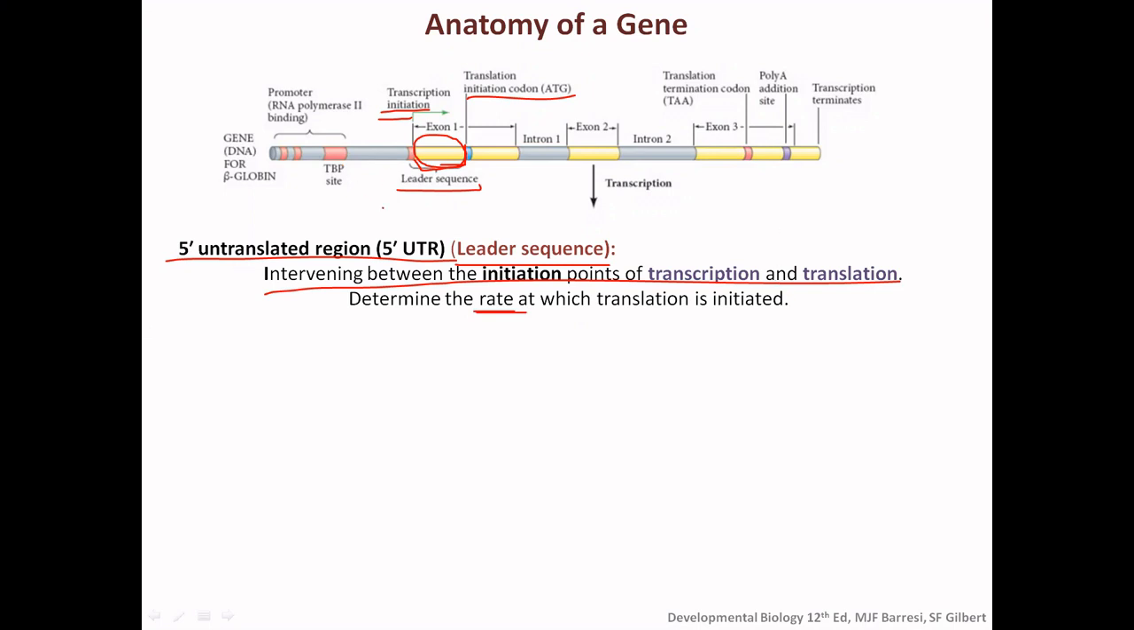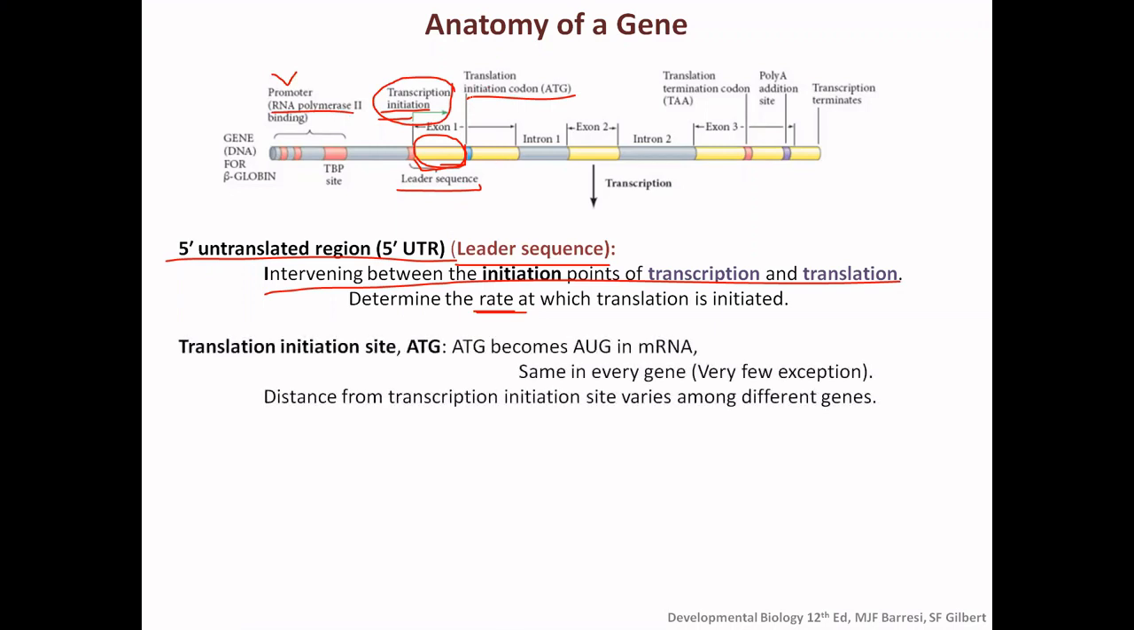So till now we have discussed three areas of the gene. The first one is the promoter, where the RNA polymerase II will bind. Second was the transcription initiation site, that is also the cap region. And the third one is the leader sequence.